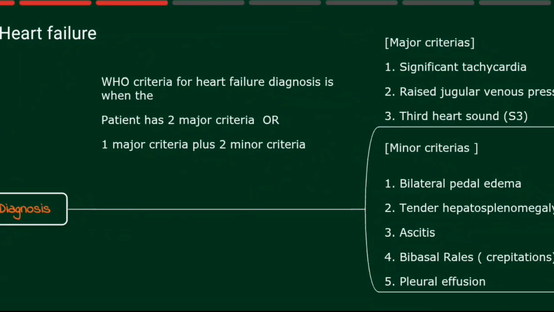Well, for the minor criteria, there are just 5. We have ascites, basal rales or crepitations, pleural effusion, tender hepatosplenomegaly, or bilateral pedal edema.